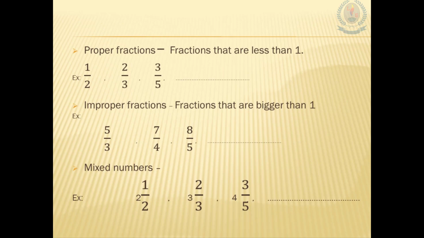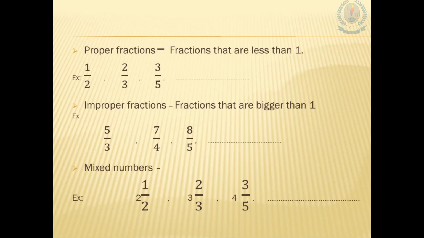There are 3 types of fraction: proper fractions, improper fractions and mixed numbers. Proper fractions are the fractions that are less than 1. For example, half, 2/3, 3/5. Those are the examples for proper fractions. Improper fractions, fractions that are bigger than 1, we can call improper fractions.